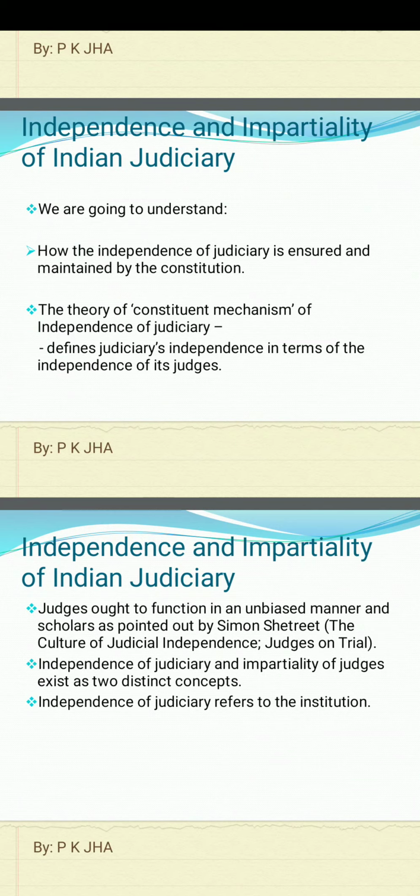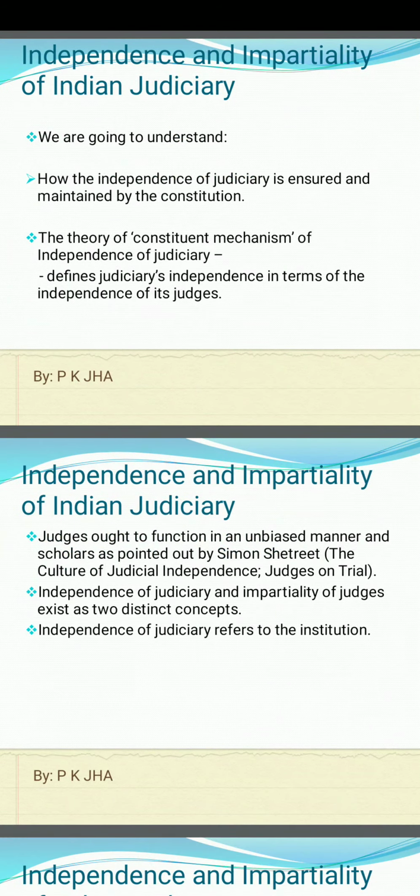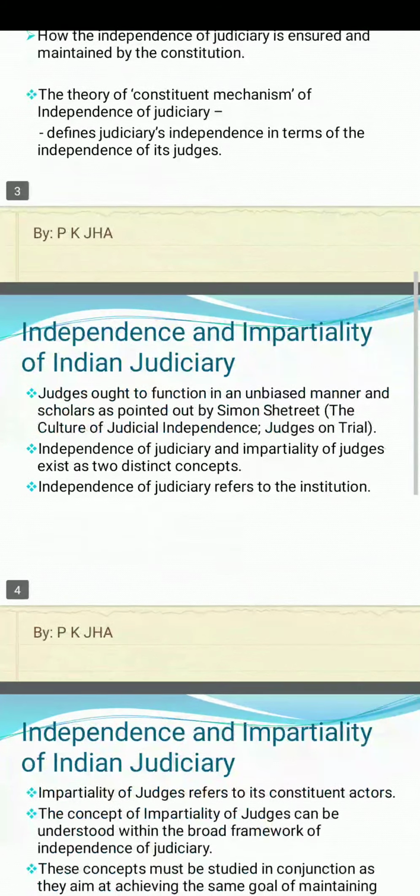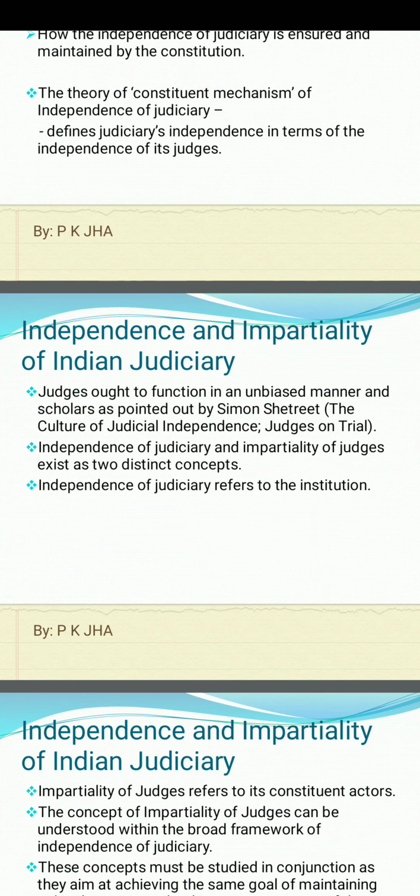Fine, children? So, this constituent mechanism simply defines the judiciary's independence in terms of the independence of its judges. Okay, and then what are the expectations from the judges? Judges ought to function in an unbiased manner. An unbiased manner is of utmost importance for judges to function. And our system says that there is a rule of law in the judiciary, and the court believes only in the witnesses and evidence produced before it.